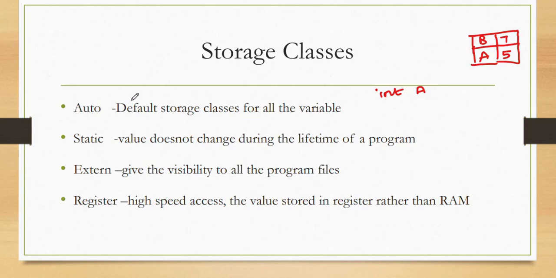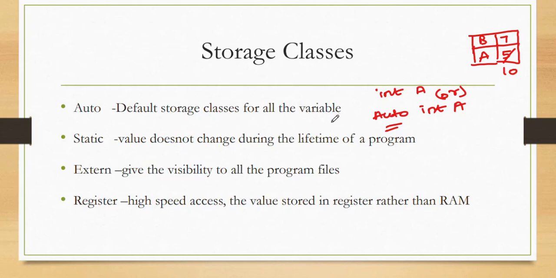Auto means it's the default storage class for all the variables. So whenever I define integer a or auto integer a, both are the same. For example, if I save a equal to 5, and later during program execution I want to change it to 10, it is possible. So auto is the default storage class for all the variables. This is one type of storage class.